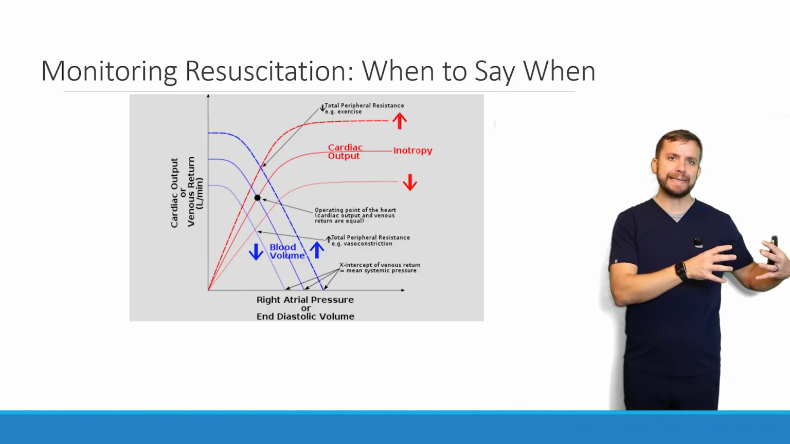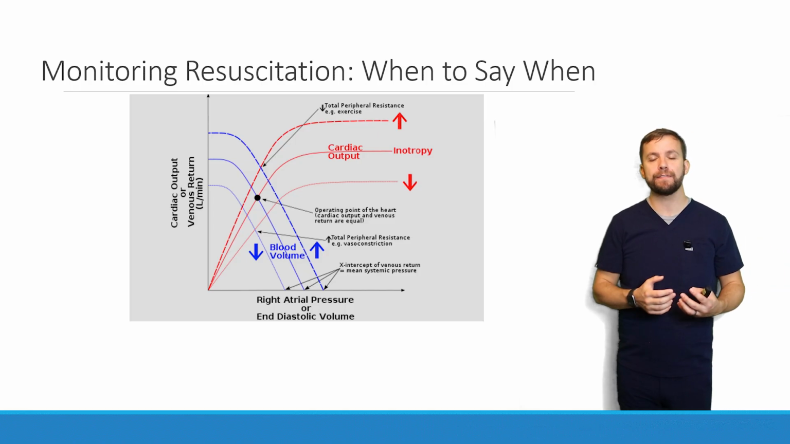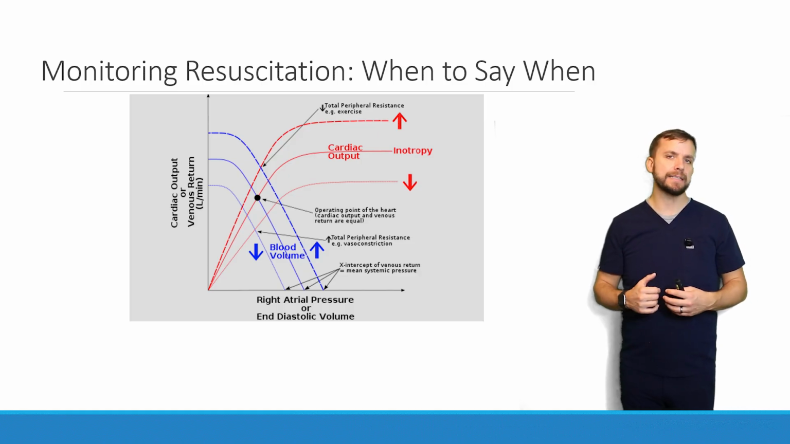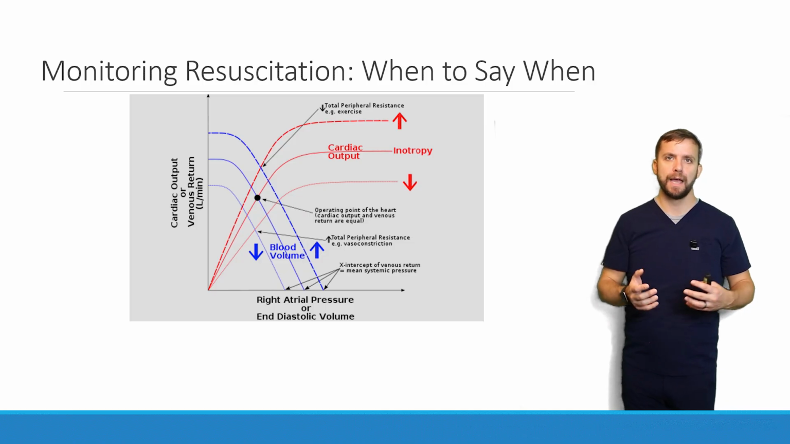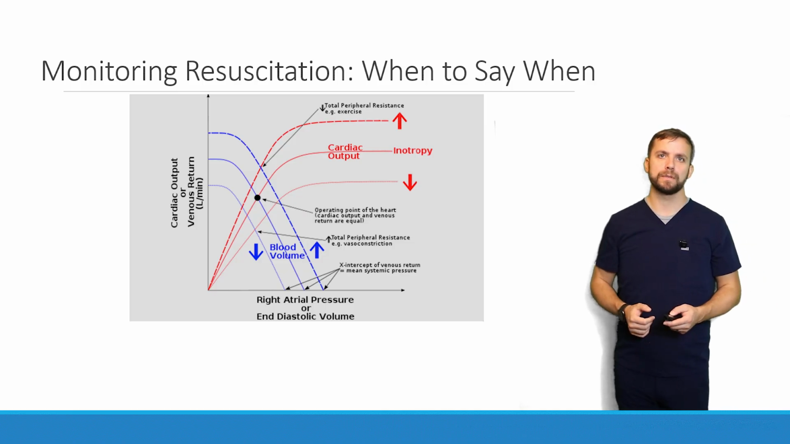So we want to make some sort of evaluation to say, am I still on the ascending limb? If I'm not on the ascending limb, and if I'm on the plateau or descending limb, I need to stop doing resuscitative fluids. I'm already past the resuscitative phase whenever it comes to fluids.